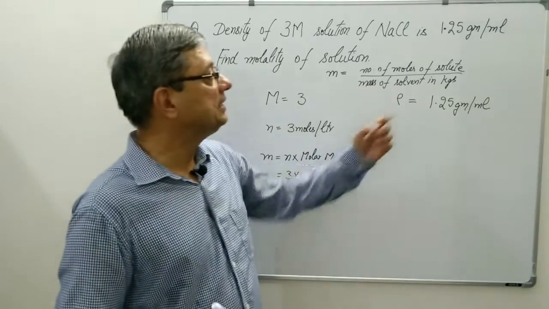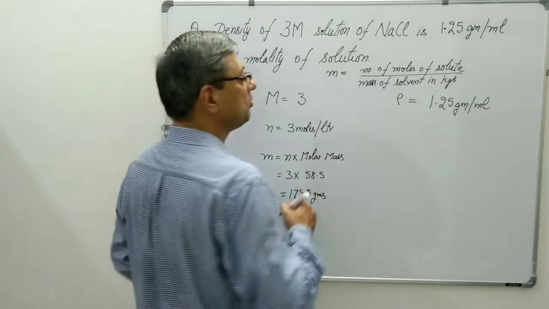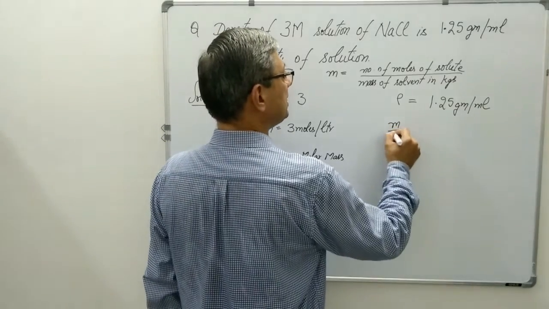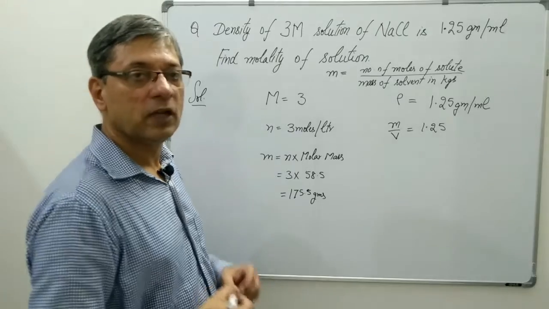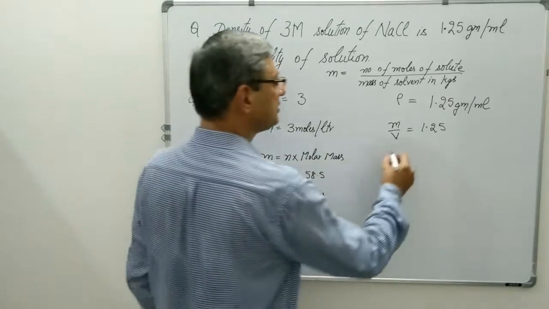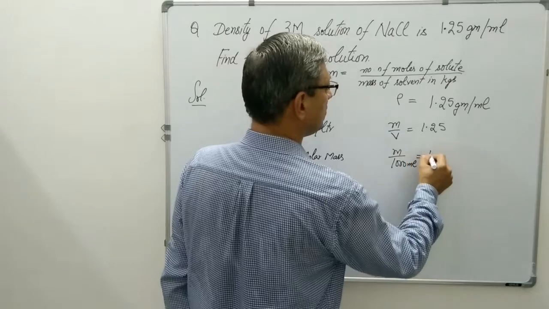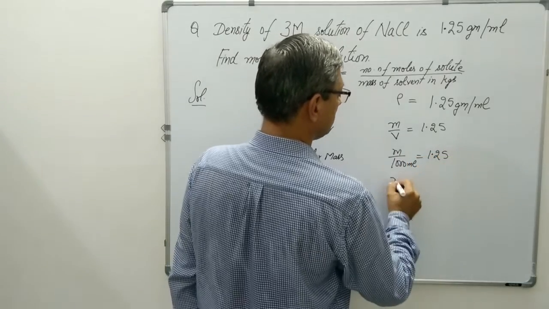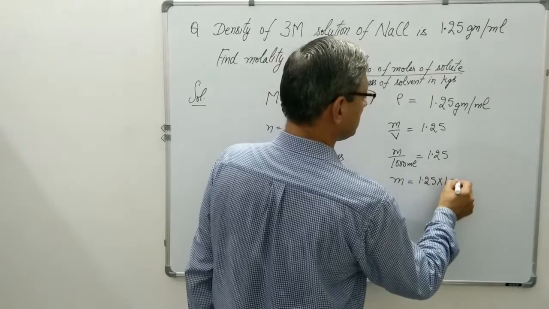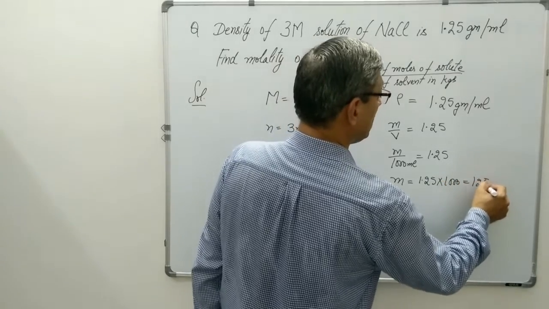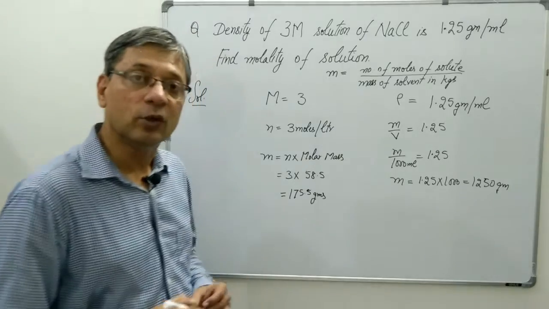We have calculated mass of solute present in the solution. We are also given density of the solution. Density formula we know, mass per unit volume. So m upon v will be equal to 1.25. Volume of solution we know is 1 liter. 1 liter we convert into milliliters. So m upon 1000 milliliter will be equal to 1.25. So m will be equal to 1.25 into 1000 and it will be 1250 grams. This is the mass of the solution.